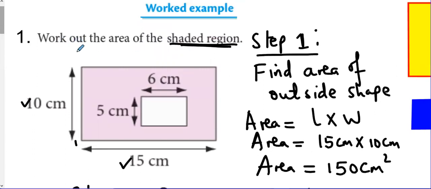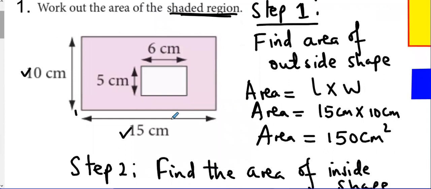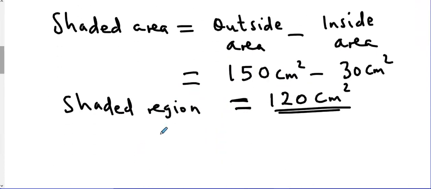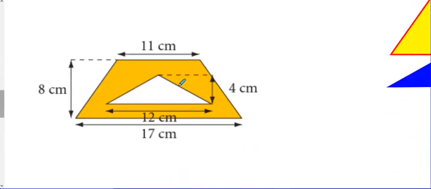Okay, so you can pause this video and try to take note of this question, which was asking to work out the area of the shaded region. I found the area of the outside shape, and I found the area of the inside shape, and then I subtracted the two areas. So go ahead copying all these notes into your notebook. Okay. Otherwise, let me move on.